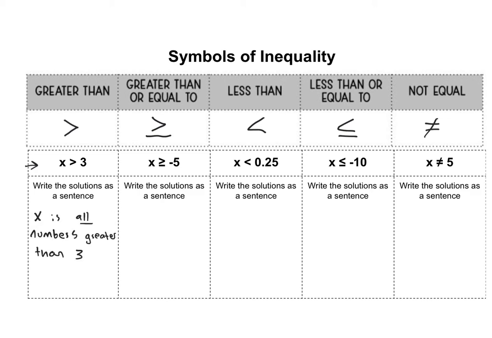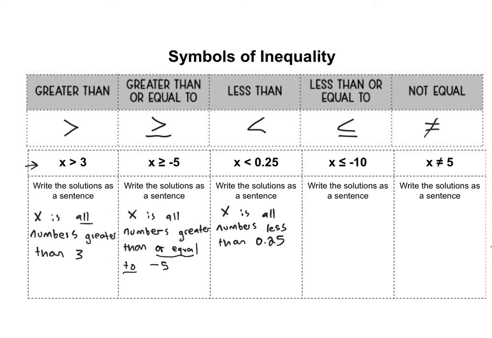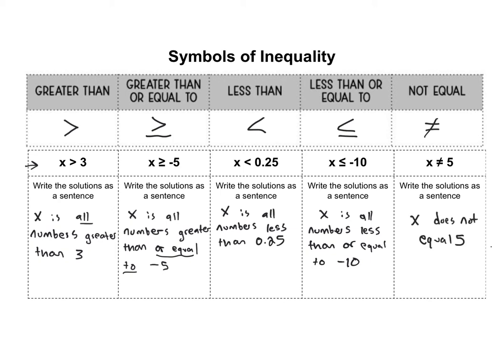Here's our first one. The solution is x is all numbers greater than 3. Our next is x is all numbers greater than or equal to -5. X is all numbers less than 0.25. X is all numbers less than or equal to -10. And lastly, x does not equal 5.